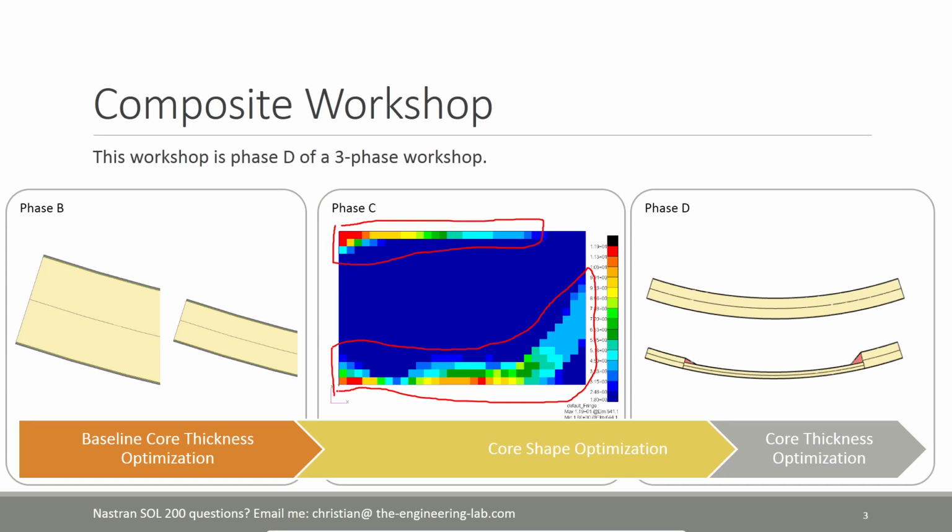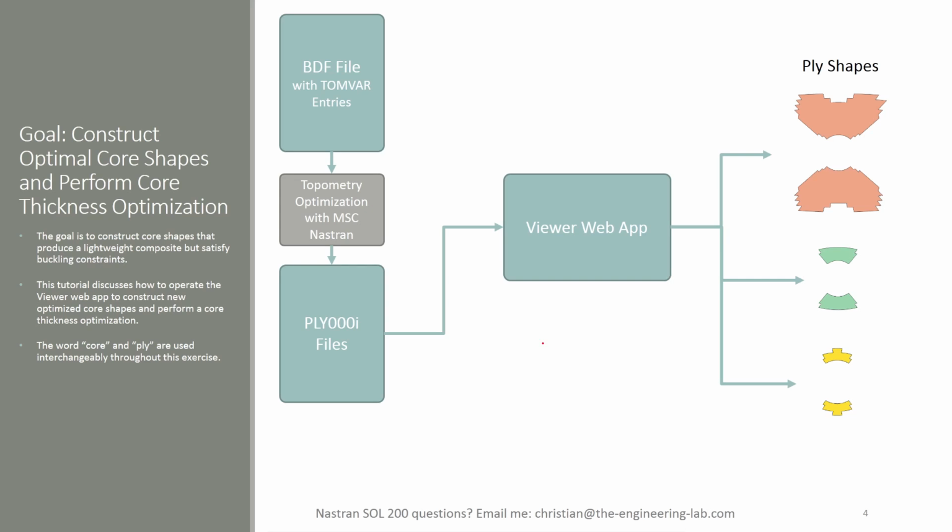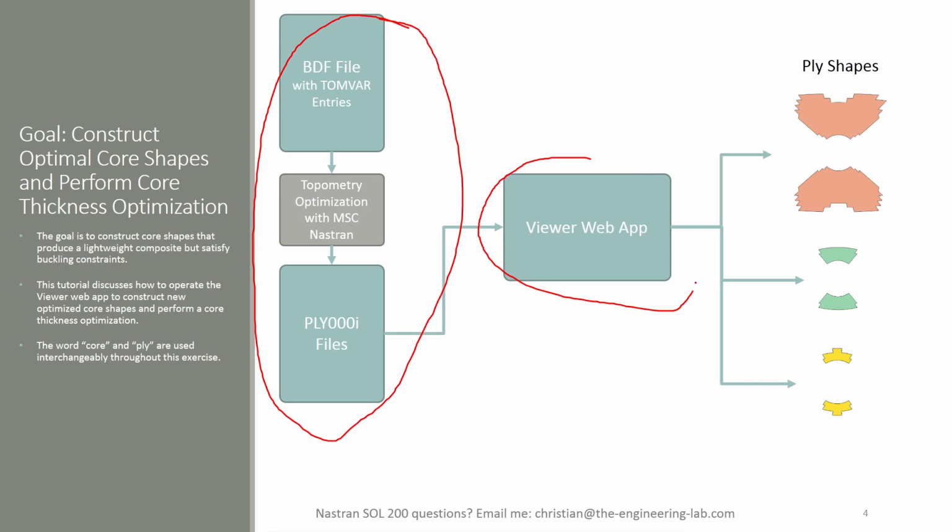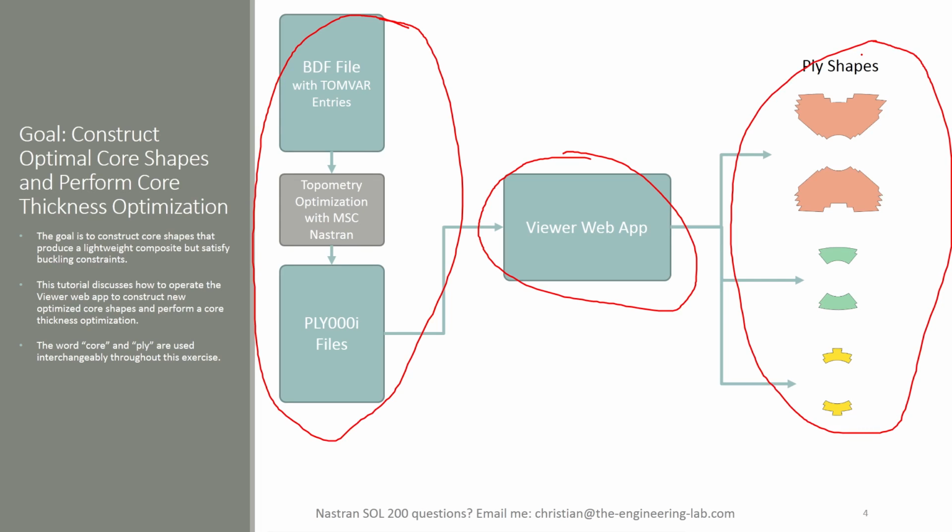So here you can already see from the topometry results that I need a thick core here, and I need a thick core here also. So let's go ahead and start talking about the goal for this workshop. We're going to take that data that we created with topometry optimization, and we're going to input it to the Vero web app. We're going to use the Vero web app to construct core shapes, if you will.